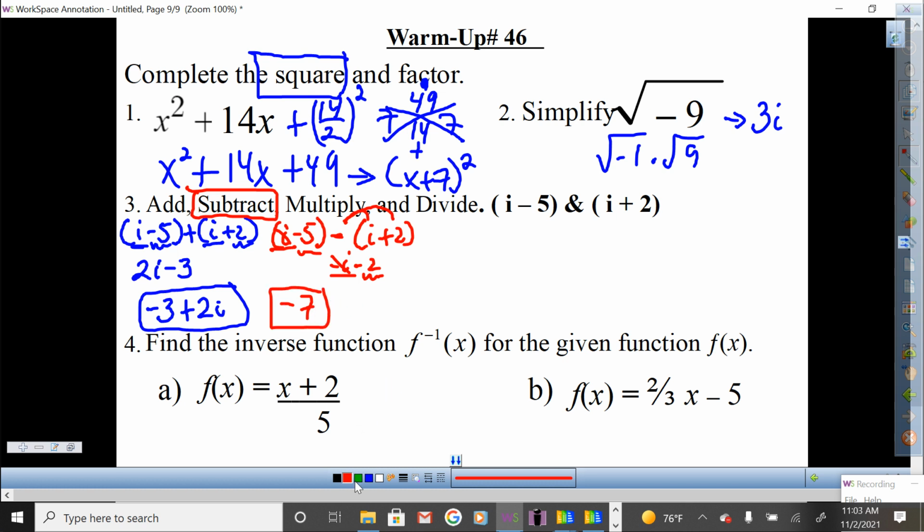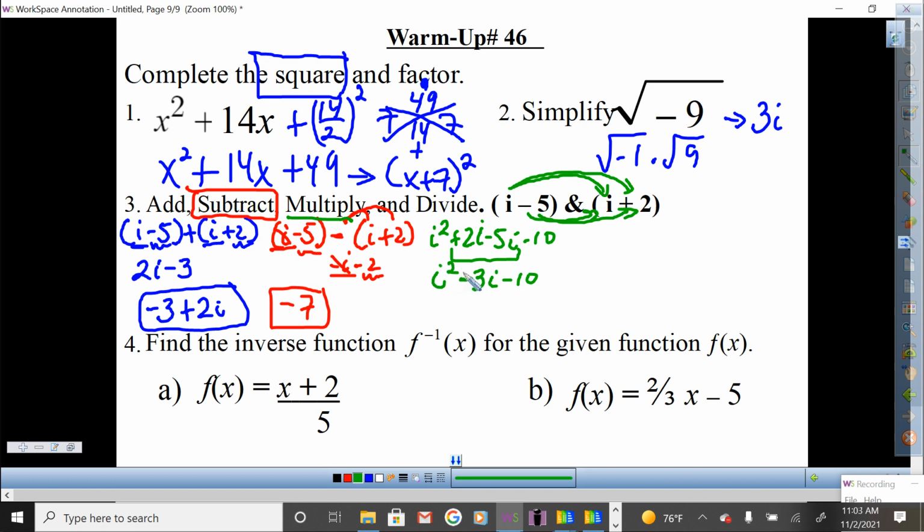Okay? Let's go to multiplication. I'm going to do multiplication in green. Distribute. What is i times i? i squared. What is i times 2? 2i. What is -5 times i? -5i. And what is -5 times 2? That's -10. Can I combine stuff? Yes. What is 2i minus 5i? That's -3i. Bring down the -10 and bring down the i squared.